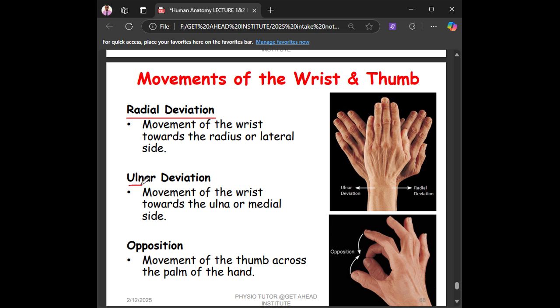Then we have ulnar deviation. Ulnar deviation is the movement of the wrist towards the ulnar or the medial side, as you can see here. So when you're moving in this direction, this is radial deviation. This side is ulnar deviation.